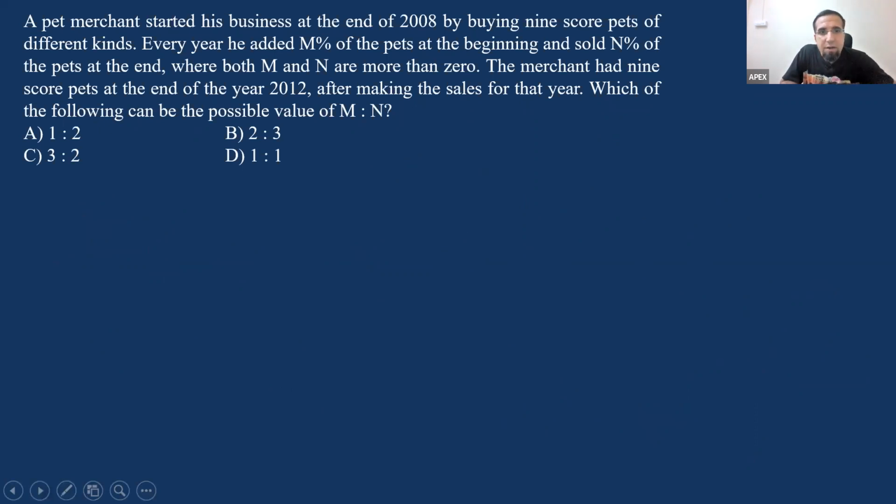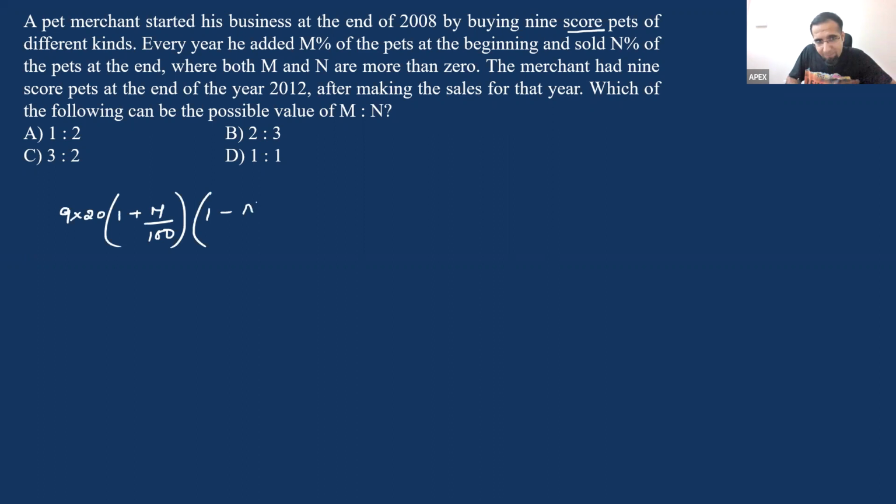A pet merchant started his business at the end of 2008 by buying 9 score of pets. Please understand, score is a group of 20 items, a score. Every year he added m percentage pets. That means he started with 9 into 20. Beginning of the year, he added, 1 plus m by 100. Multiplying factor becomes 1 plus m by 100.